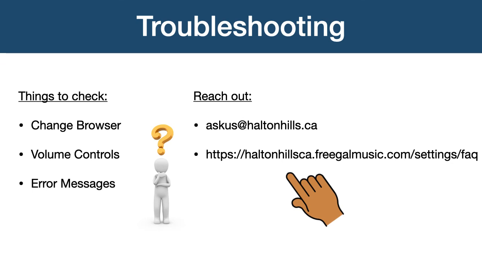If you do get an error message and you're not sure how to fix it, write down exactly what it says and what you were doing when the error message occurred. This will better help us to help you. Reach out to us at askus@haltonhills.ca. We may have a quick fix for your problem.